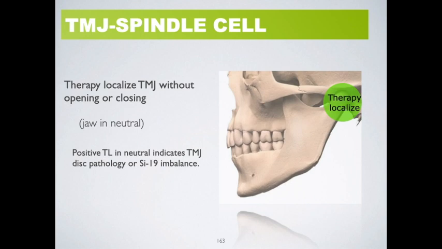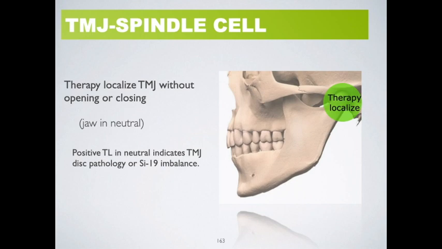So say we've gone through the protocol, we've cleared or screened for a neurologic tooth or found one and fixed it, and we move on to opening, found maybe a fascial flush, we fix that. Then we'll have the patient therapy localize without any jaw motion. Now, with a positive TL without any jaw motion, you may have pathology in the joint itself.